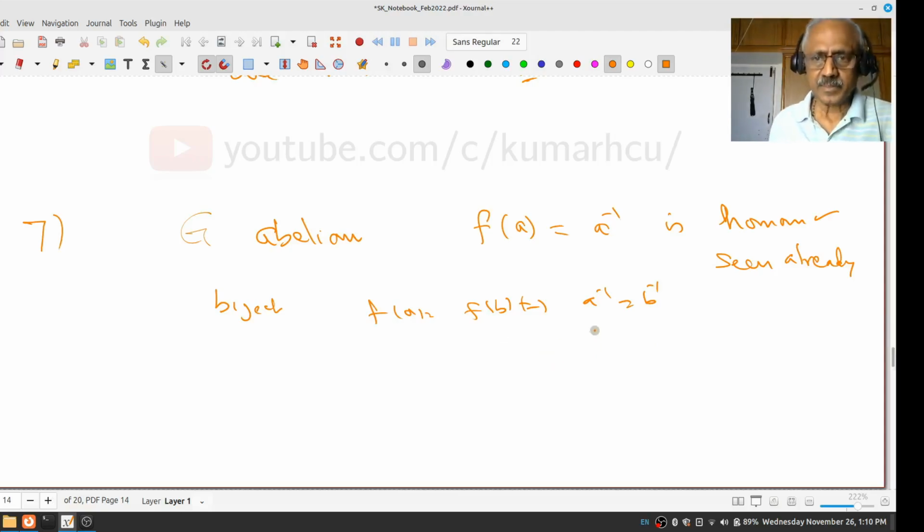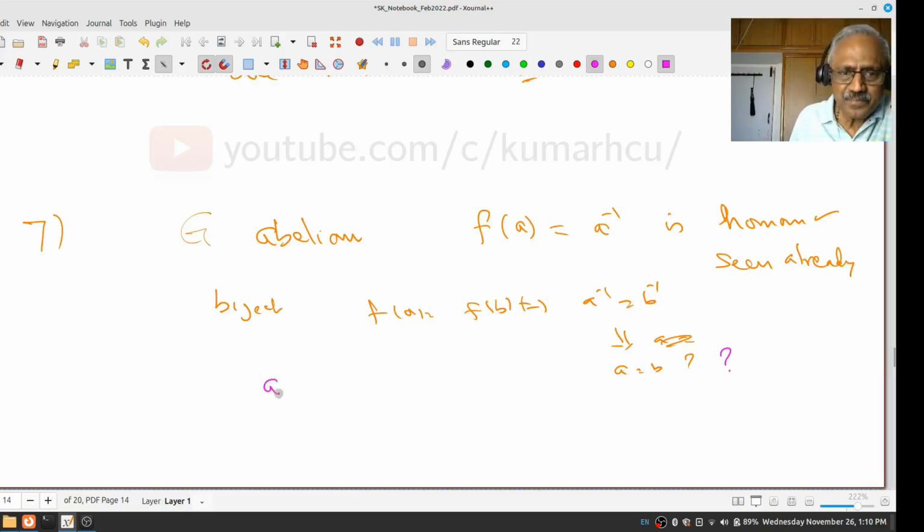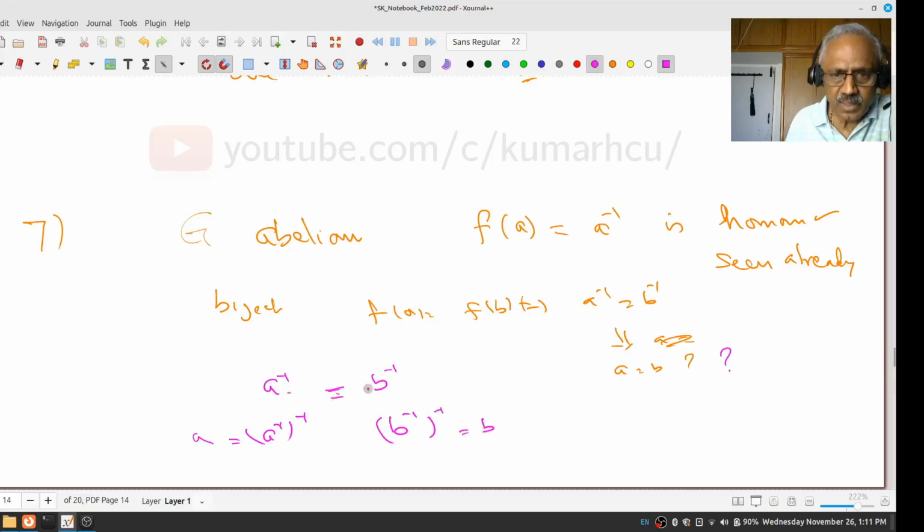But what does it mean? Why does it imply a equal to b? Do you understand the question? All of you may immediately say it's clear. Okay, there is a subtle argument. If a inverse is equal to b inverse, notice that the inverse of a inverse is a, and therefore the inverse of b inverse is b. But since these two are equal, the inverses are unique, and therefore a and b must be the same.